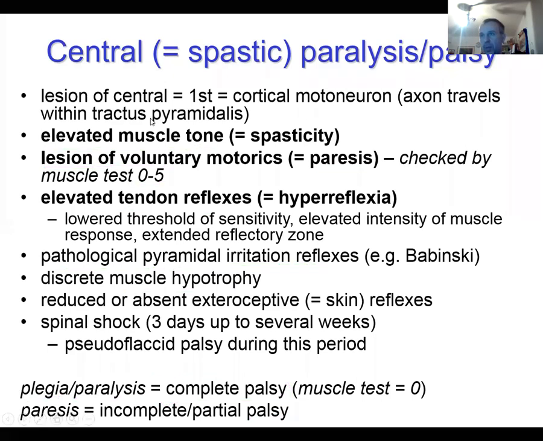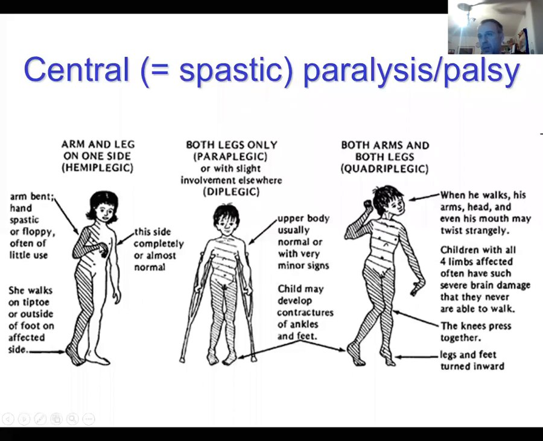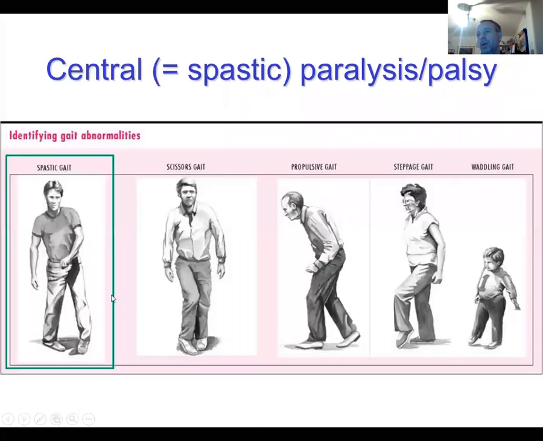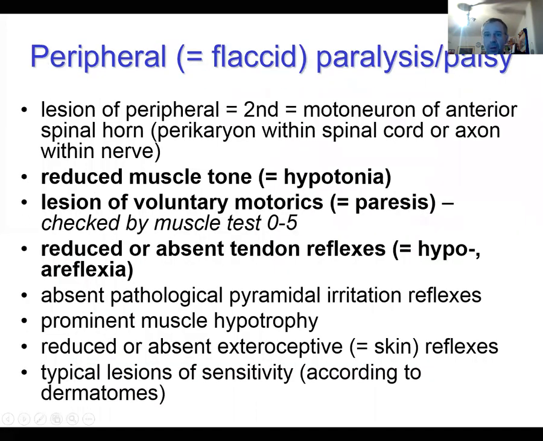Okay, when we look at the figure, we can see such a patient with a spastic palsy here. You can see a flexion position, or here a spastic gait on one side. You can see how the patient is moving. So this is the central or spastic palsy. The peripheral one is called flaccid.